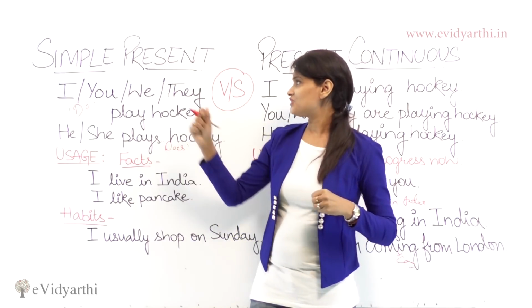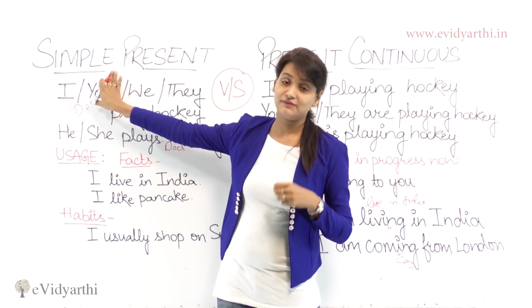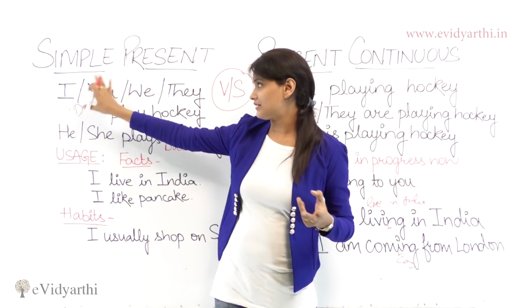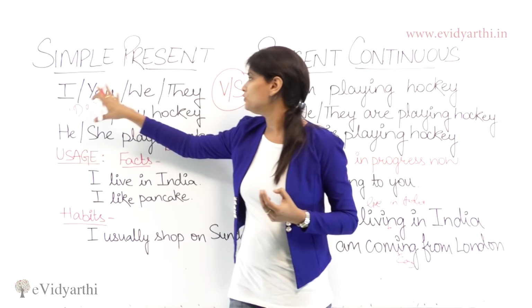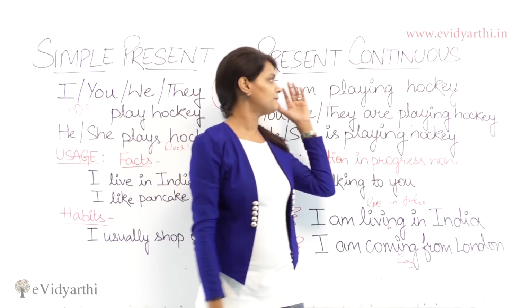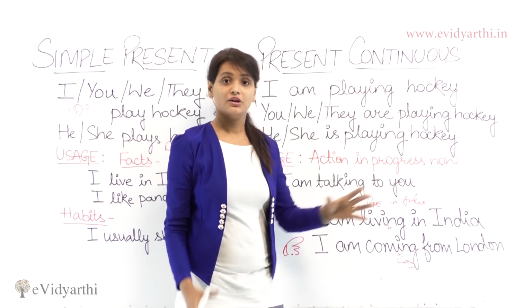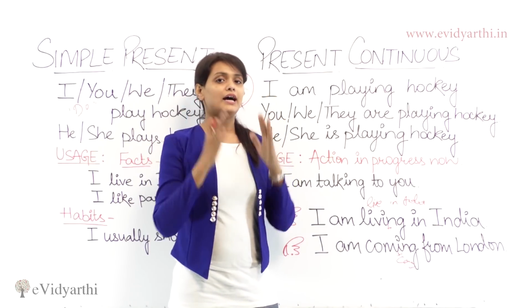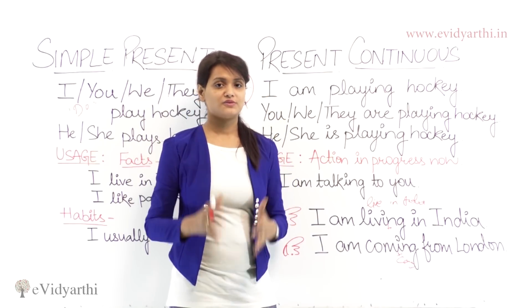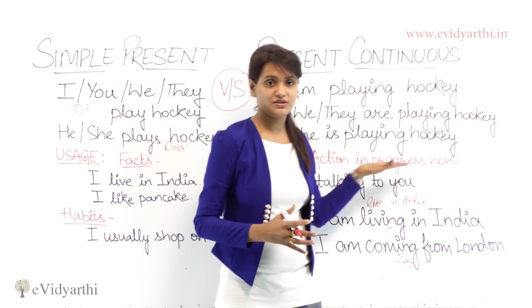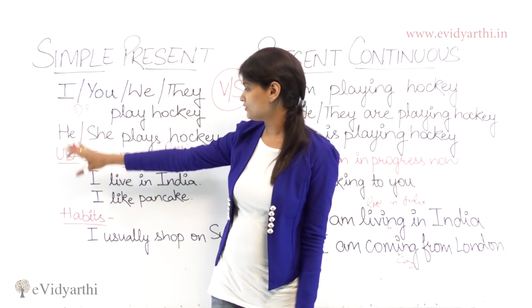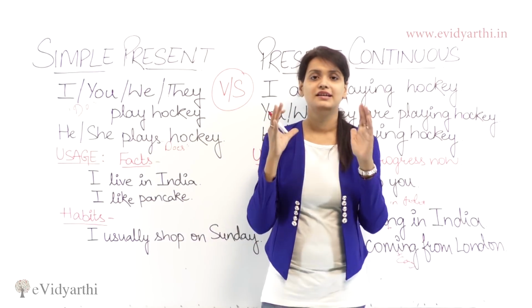In sum up, I am just repeating that simple present tense gives you two auxiliary verbs, do and does. Does is used with the singular subjects, and do is used with I, you, we and they. In present continuous, we use the auxiliary verbs am, is and are, which are also known as to be verbs. We use it for those actions which are in progress. And simple present we use for showing facts and habits.